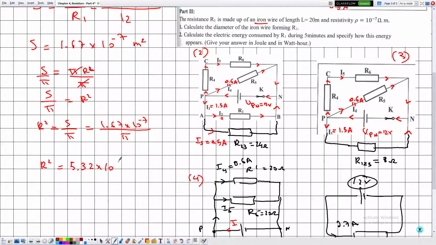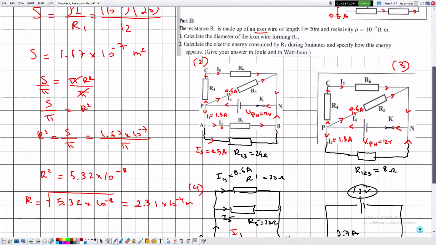times 10 to the power minus 8, but we are interested in the value of r, not r square, so r will be the square root of this value. So the square root of this answer is equal to 2.31. Let me try it again. Yes, 2.31 times 10 to the power minus 4 meters, because everything is expressed in the SI.